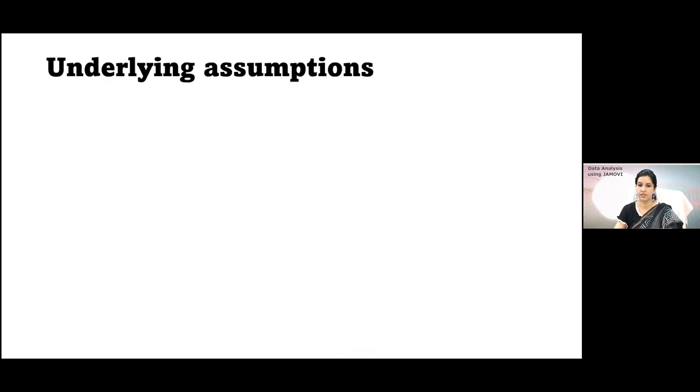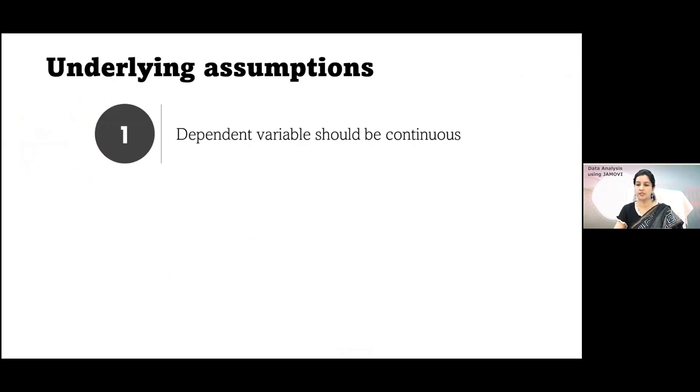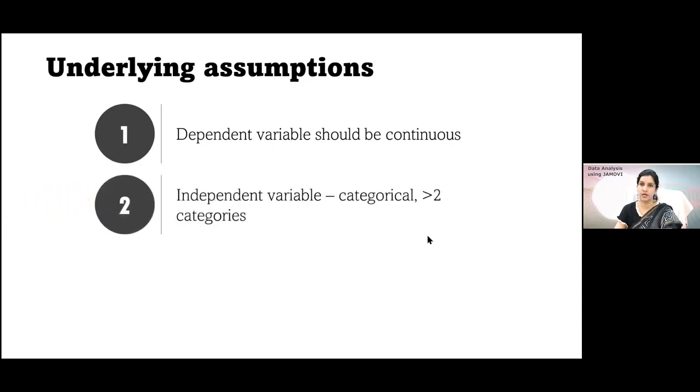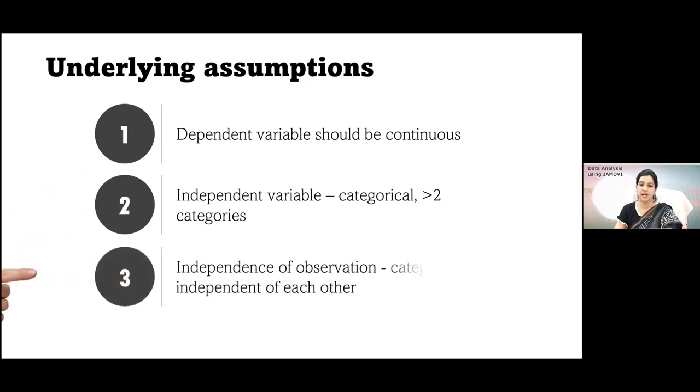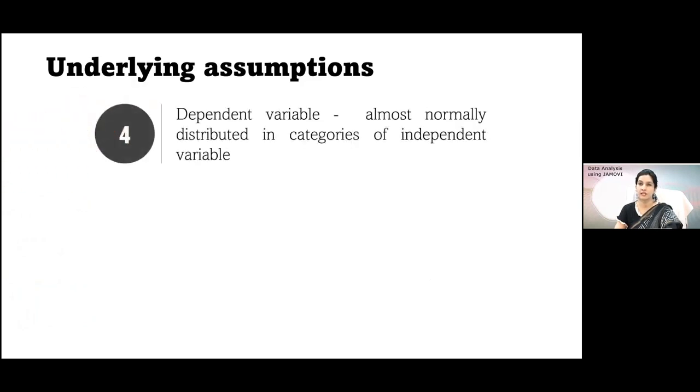So what are the underlying assumptions of this one-way ANOVA? The first assumption is that the dependent variable should be continuous. In this case, you have seen BMI level and serum cholesterol level, which are continuous in nature. Then the independent variable should be a categorical variable which should have more than 2 categories. And there should be independence of observation, meaning the categories should be independent of each other, like all the assumptions we covered in the independent sample t-test. The fourth assumption is that the dependent variable should be normally distributed across the categories of the independent variable.